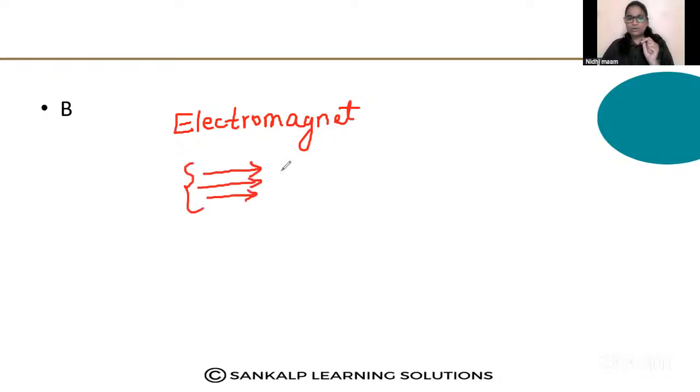So where do we use a solenoid? To produce an electromagnet. If you keep any iron rod inside the solenoid, how does it act? It acts like a magnet. Why do we keep it inside the solenoid? Because inside the solenoid, the magnetic field will be the same, it will be uniform. So the people who answered option B, they are right.